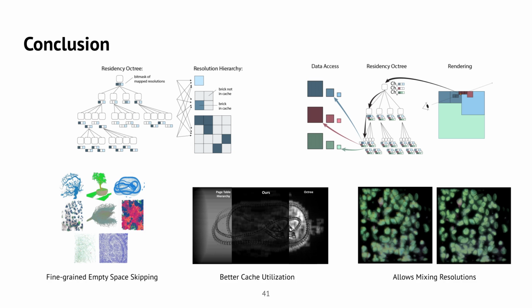We have also shown that our approach allows mixing resolutions for different channels. This opens up promising new research directions. For example, in the future it would be interesting to see if constraining the maximum resolution of a channel by taking its frequency content into account could lead to an even better cache utilization and rendering performance.